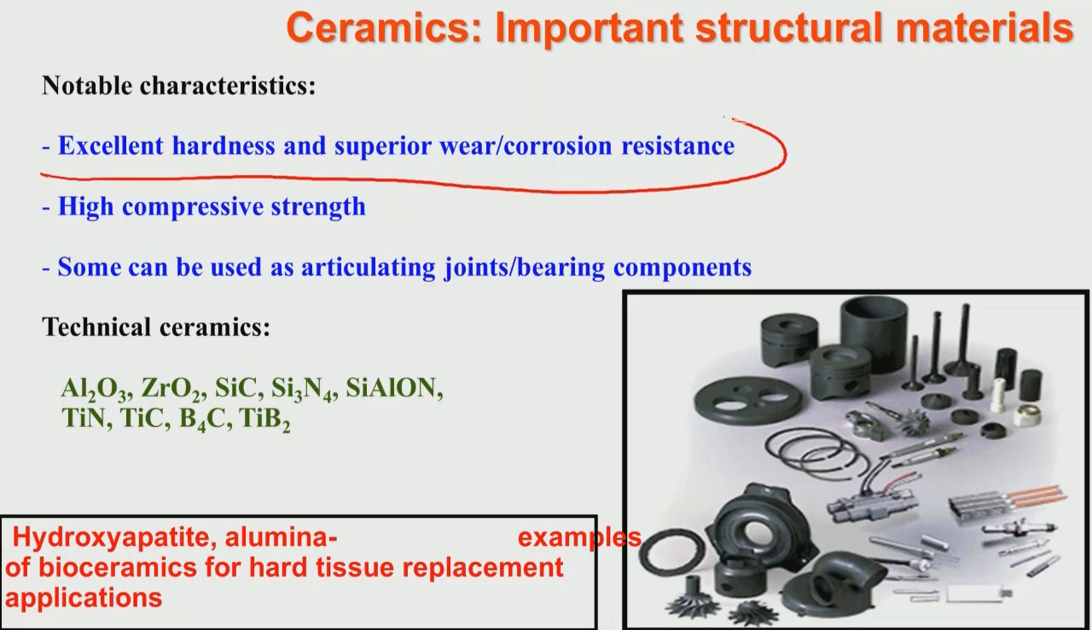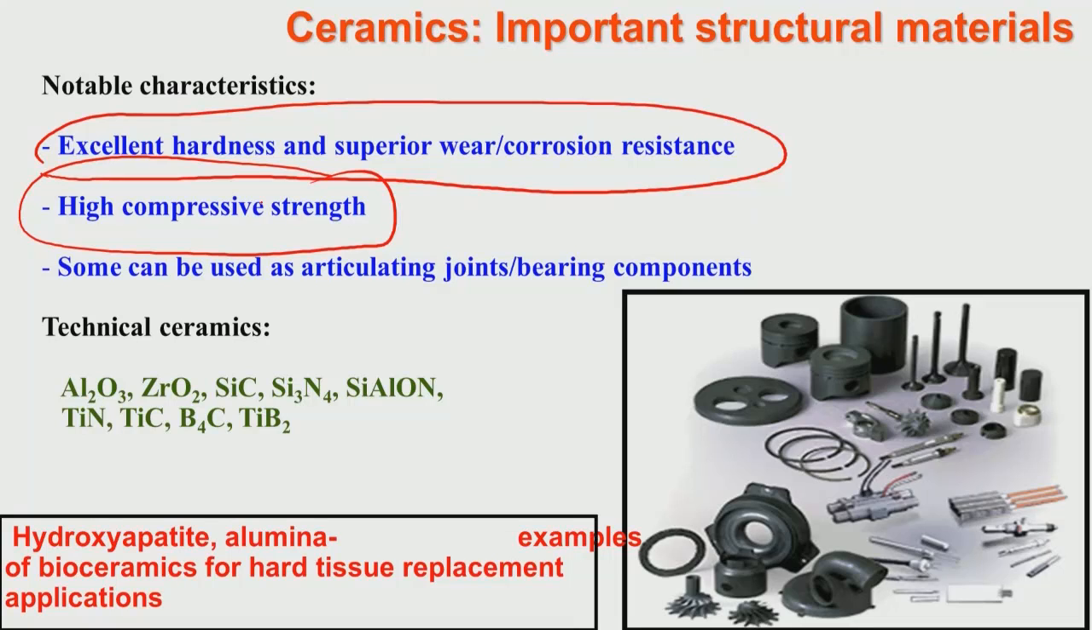Now, ceramics are one of the important material classes simply because they have an excellent combination of hardness and wear resistance properties, and large compressive strength. It is an unprecedented compressive strength, which is much higher than that of metals, and it can be used as articulating joints and bearing components in combination with polymers and metals as well. Some popular examples of bioceramic materials: hydroxyapatite, HA, which is quite widely used, and alumina can also be used for biomedical applications.